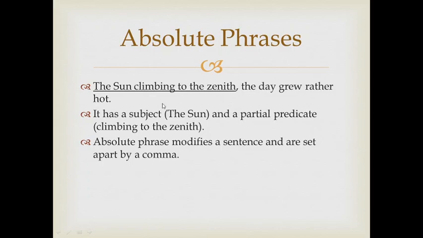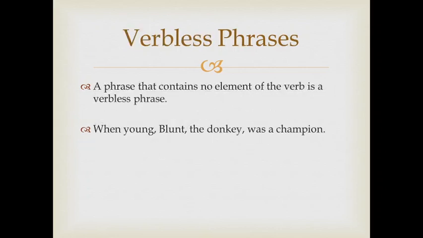So an absolute phrase is a phrase that looks like having a subject and a predicate, but it does not have a complete verb in it. And the final type of phrases is a verbless phrase. A phrase that contains no element of a verb is a verbless phrase.